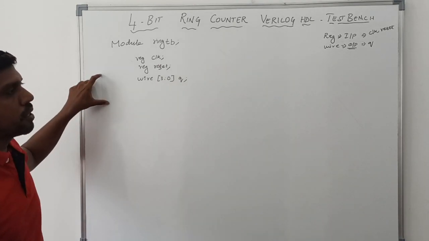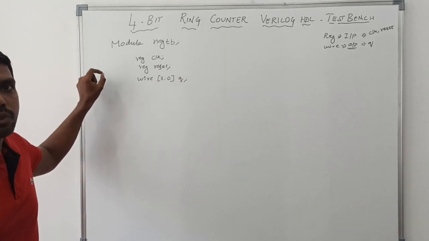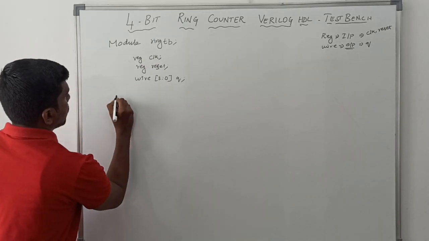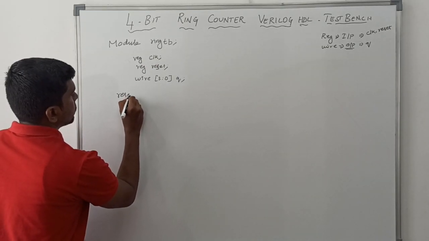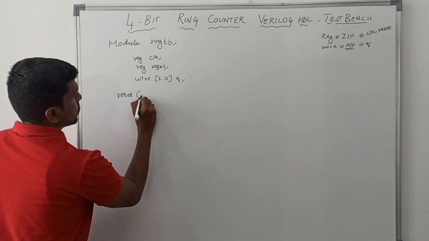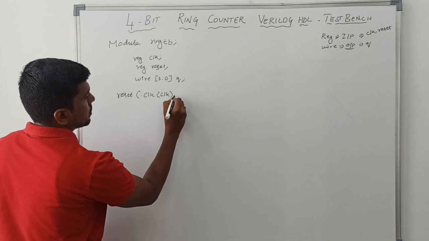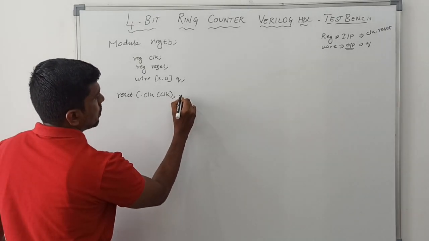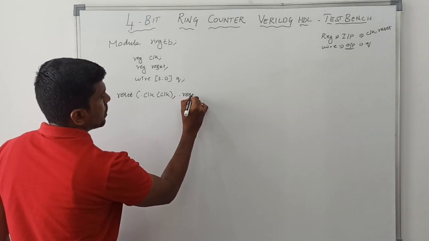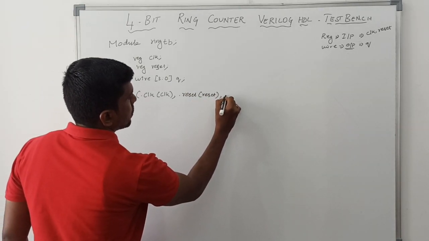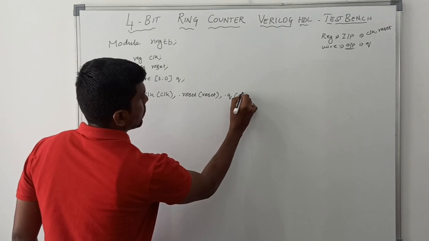Then you write the module name. While writing the Verilog HDL code, whichever name you used for the module name is reflected here. So .clock(clock) is an instantiation, .reset(reset), .q(q).